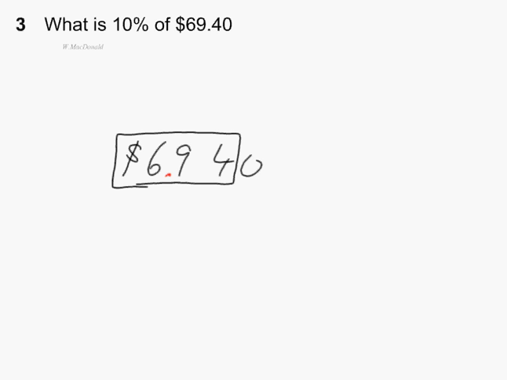Question 3, what is 10% of 69.40? Well, what we talked about before was if I have 69.40, to find 10% of it, you simply move your decimal one place over. Now, because it is money, we need to keep just 2 decimal places. And in this case, it's going to be $6.94. This 0 here is really insignificant, so we don't really need it.